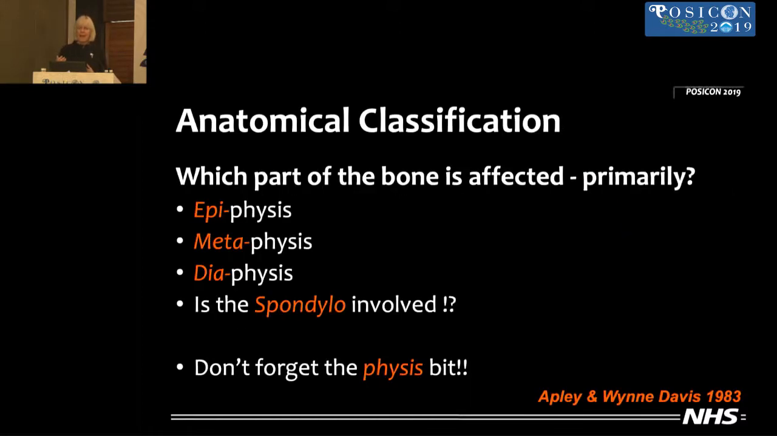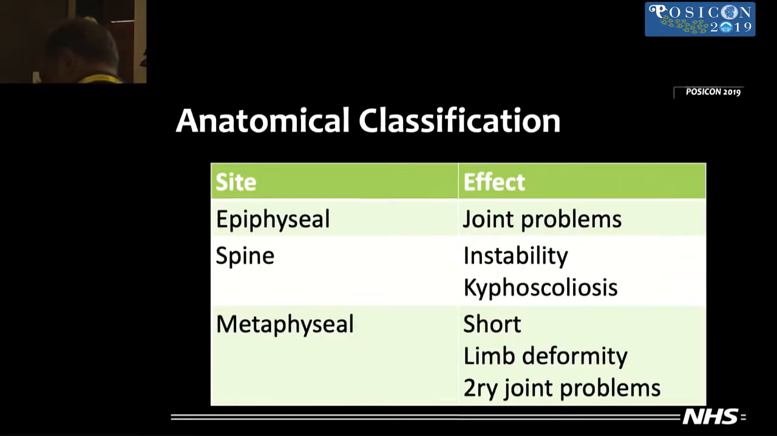You want to think about the anatomy of what you're talking about. So which part of the bone is affected, at least primarily? Is it the epiphysis, the metaphysis, the diaphysis, or the spondylo bit, i.e. the back? And you can't forget this sort of radiolucent physis bit as well. Because depending on which bits are involved, it gives you a clue as to what problems your patient might experience.